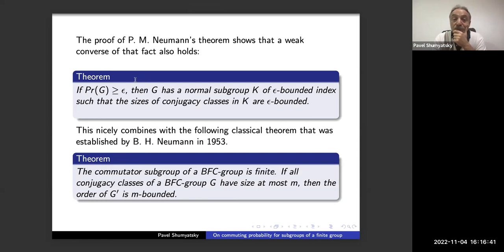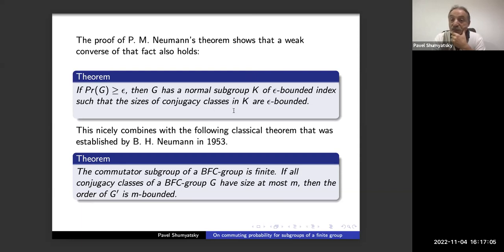In particular, Peter Neumann showed that if the commuting probability of the group G is bounded away from 0 by epsilon, then G has a normal subgroup K of bounded index such that the sizes of conjugacy classes in K are all bounded in terms of epsilon. So this subgroup K would be a BFC subgroup of G.